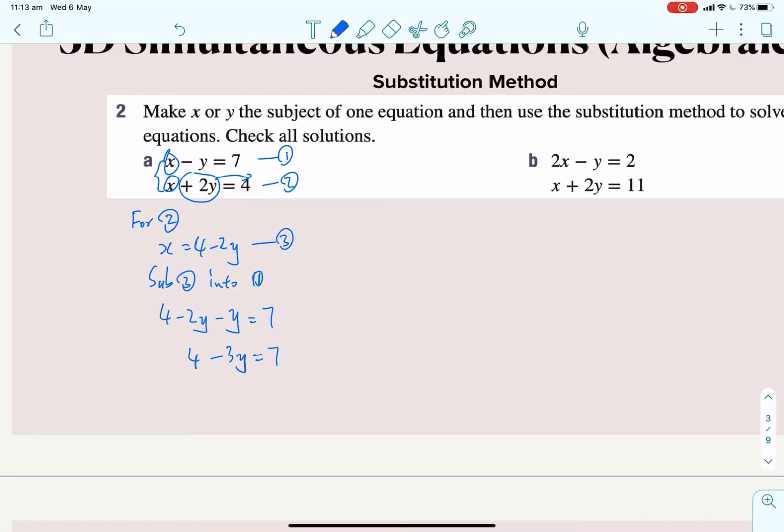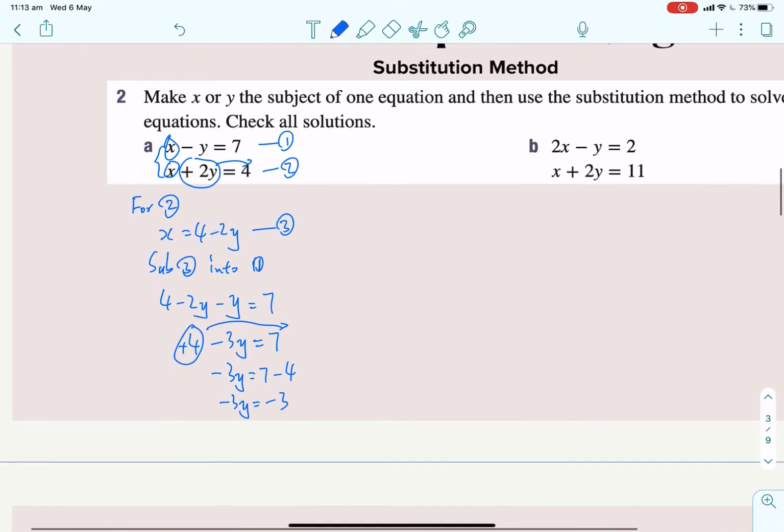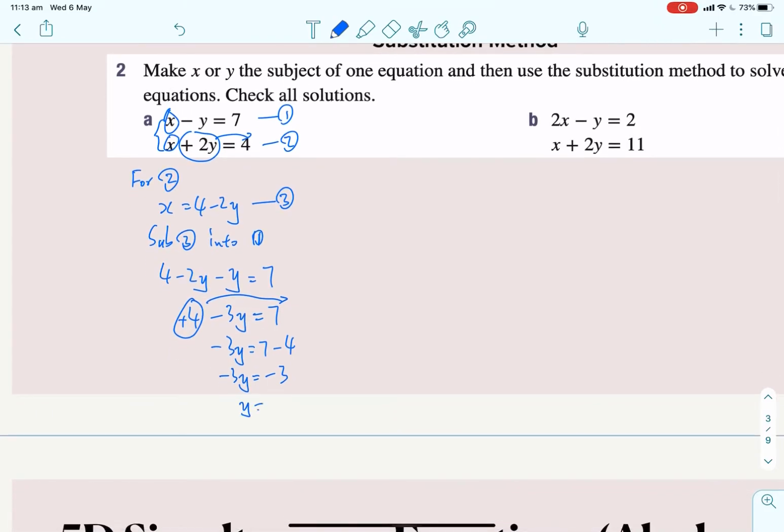Now, oopsie. Okay, now we need to move the 4 to the outside. 4 is positive, so when you move to the outside, it becomes negative. Equals to 7 minus 4, -3y equals to -3. Now, what times -3 equals to -3? Well, any number times 1 is itself, yeah, so y is 1.